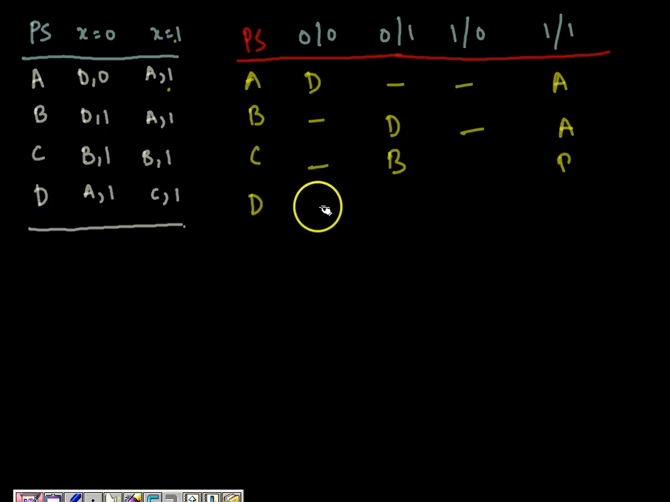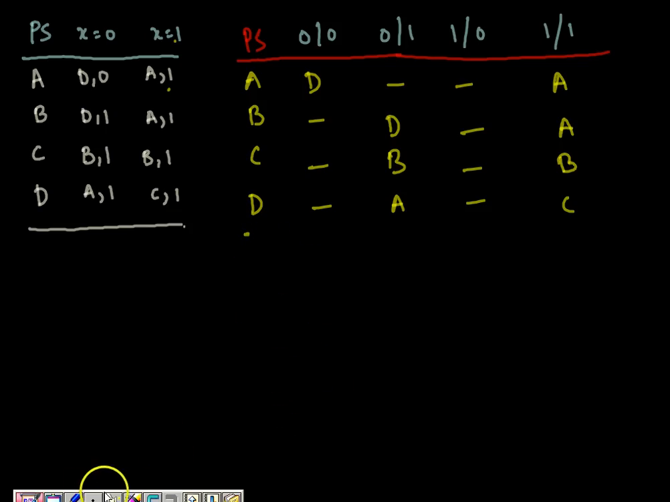So for D, what we have here: 0 input, 1 output, it's A. For 0 input, 0 output, nothing is there. For 1 input, 1 output, it's C, and nothing is here. For C, it is 1 input, it's B. Okay, so this is what we got as the upper part of the testing table.